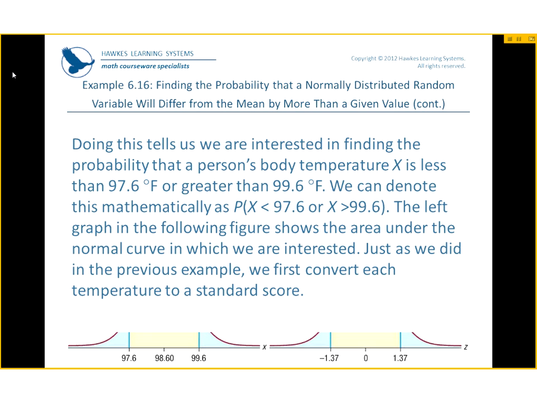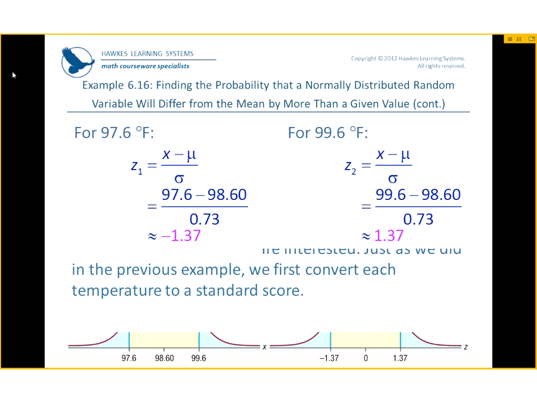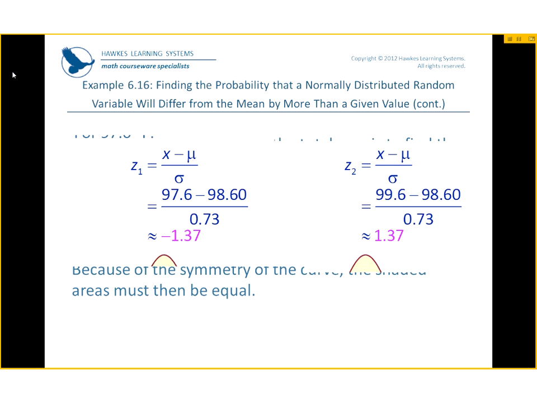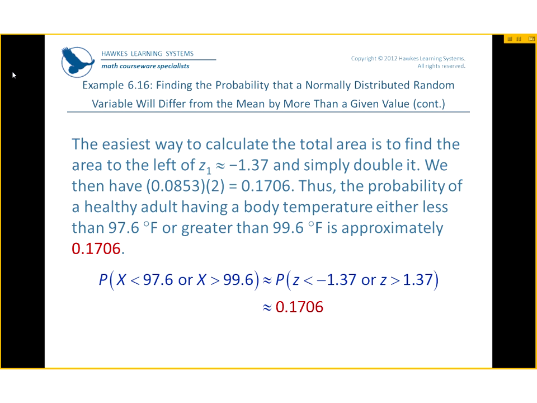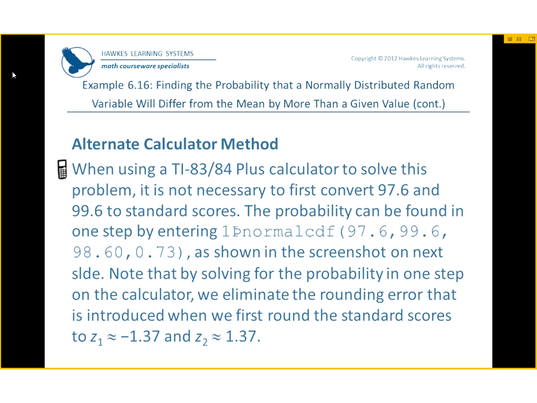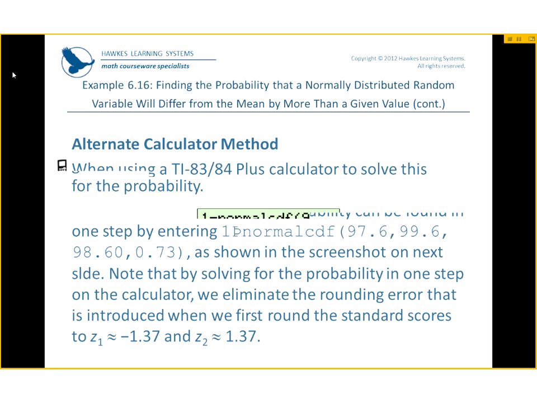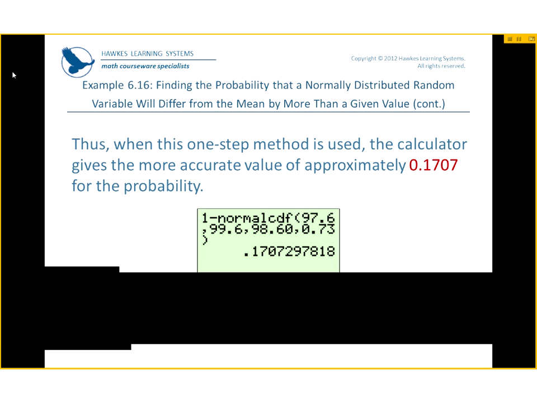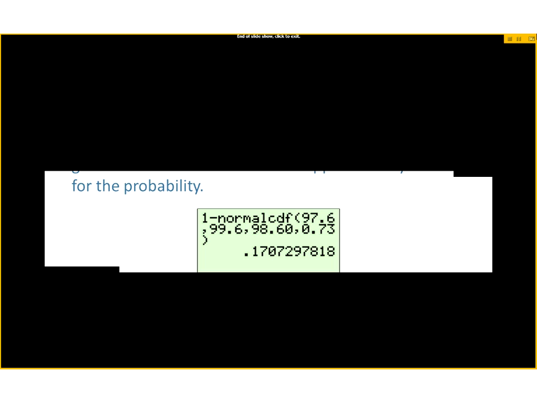Again, you can do it as the standard score, and if you solve for this, you get negative 1.37 and positive 1.37. You can put that into the calculator and you get 0.1706, or you can do the normal CDF, 97.6, 99.6, the mean and the standard deviation, and it gives you your value, 0.1707. I hope this helps, and let me know if you have any questions.